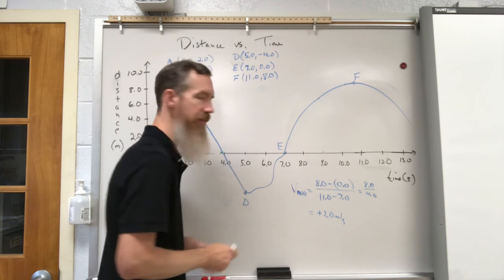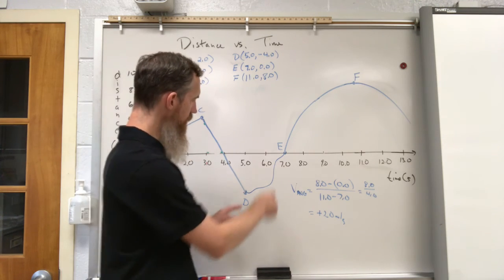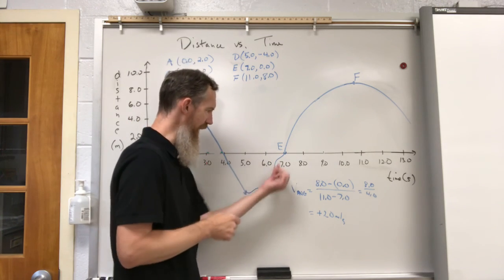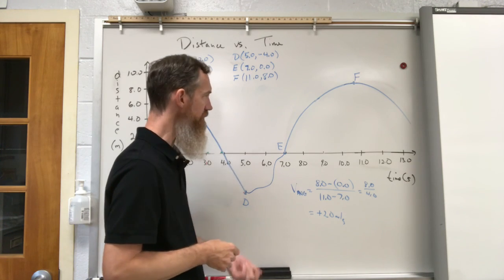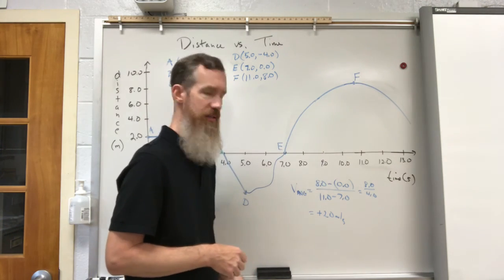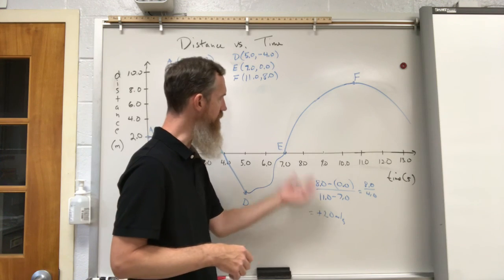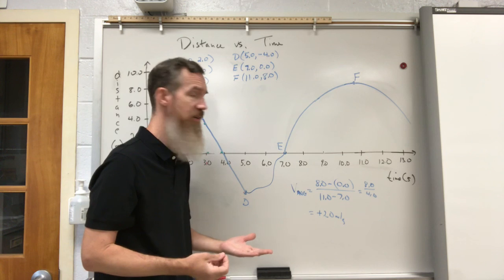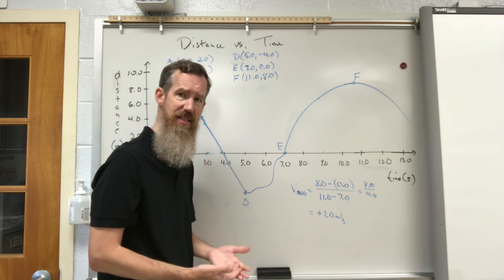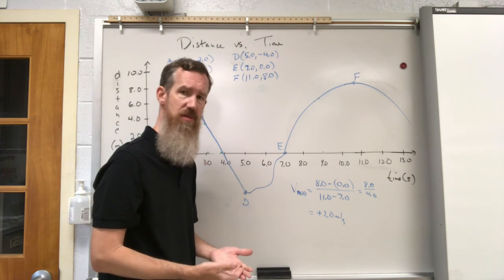So check that out, though. We went from here to here in this wacky motion, and we had an average velocity of 2 meters a second. We go from here to here, and we also have another average velocity of 2 meters a second. The motions look very different, but the average velocity is the same. And so that's important.